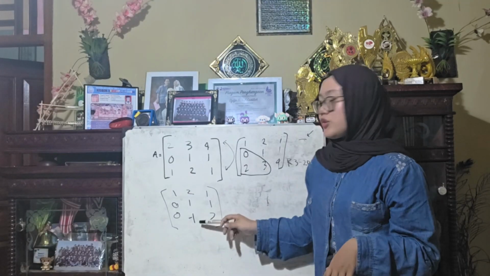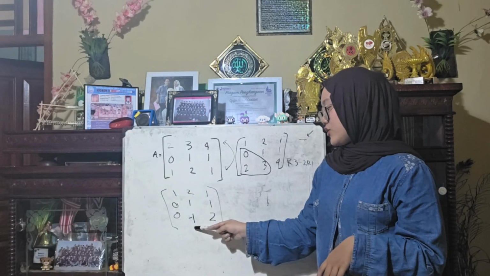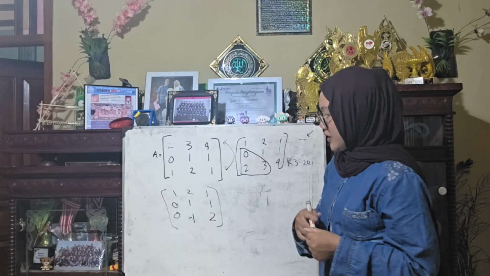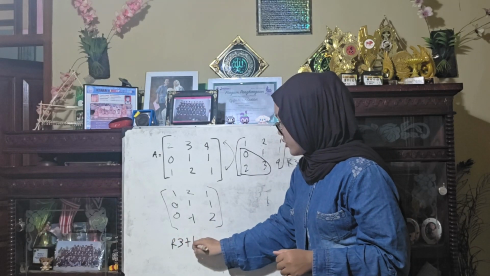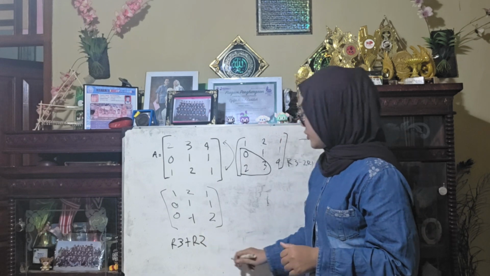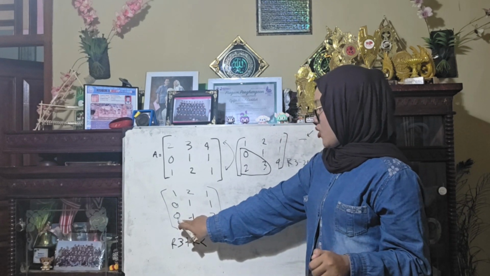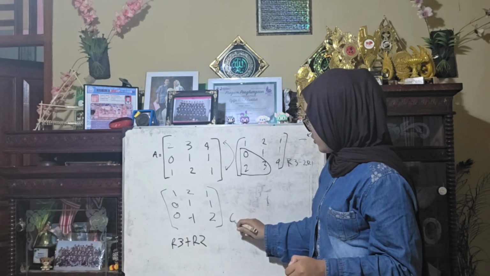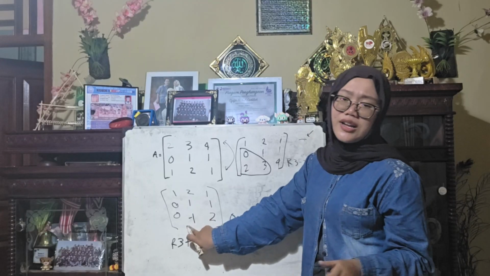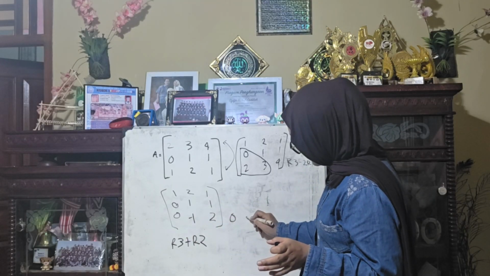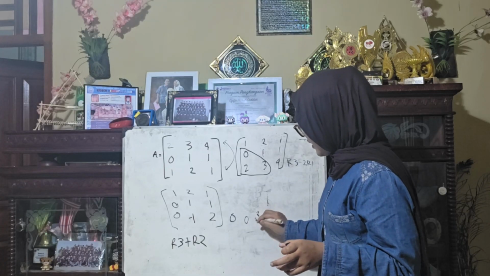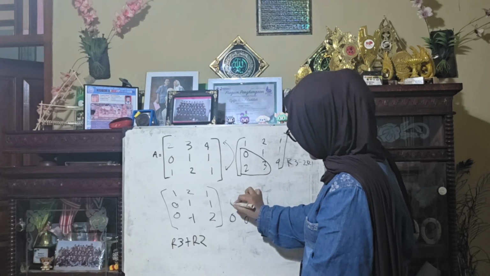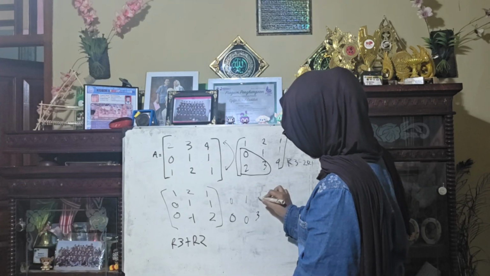The next step is we are going to make the negative 1 into 0. How do you do that? We can have row 3 plus row 2. So 0 plus 0, it will be 0. And minus 1 plus 1, it will also be 0. 2 plus 1 is 3. And we can write everything else like before.